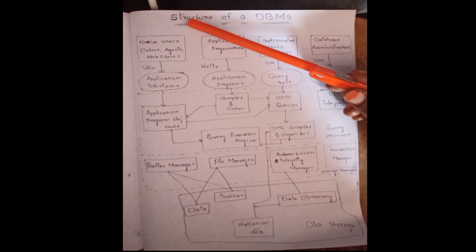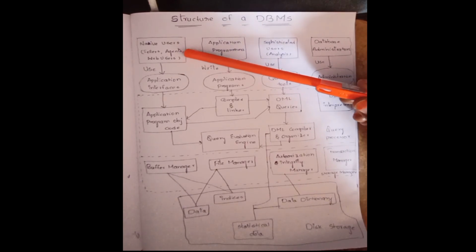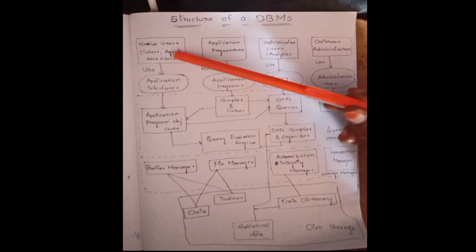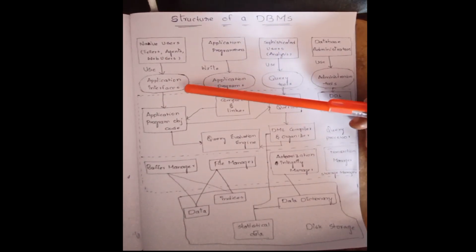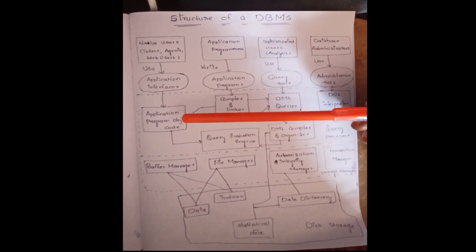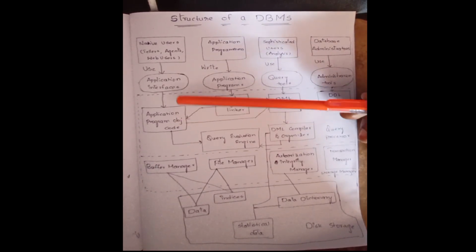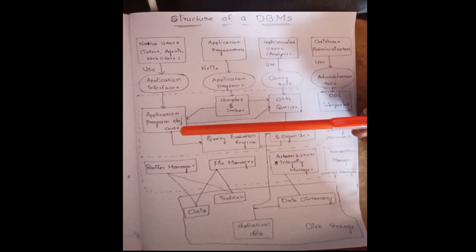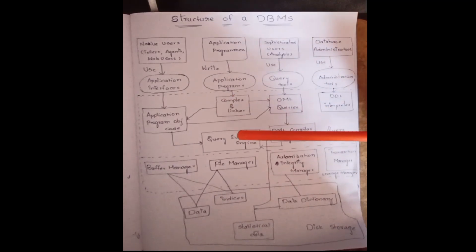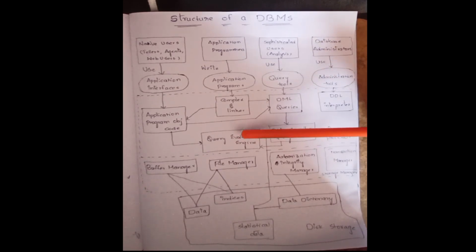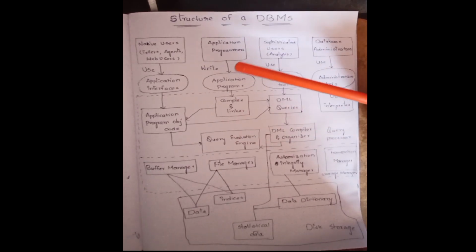And coming to the naive users, obviously they will also not supply the queries to the database directly. So they will use application interfaces that are generated by the application programs to interact with the database. These application interfaces will generate the application program object code that is sent to the query evaluation engine. We will see about this query evaluation engine now. And what about application programmers?